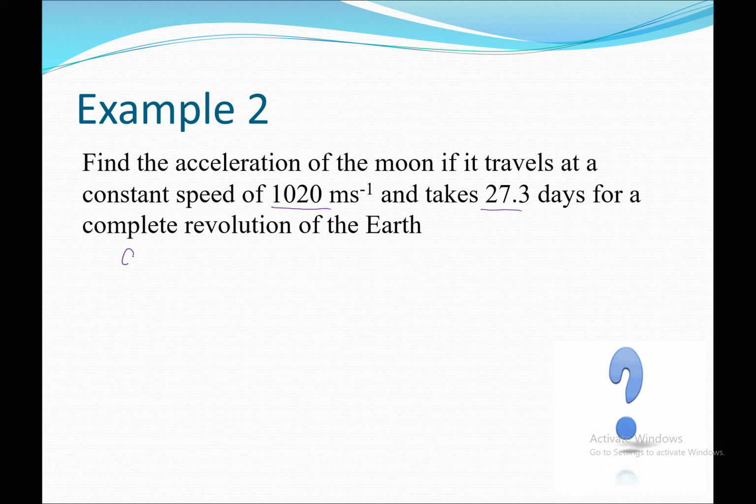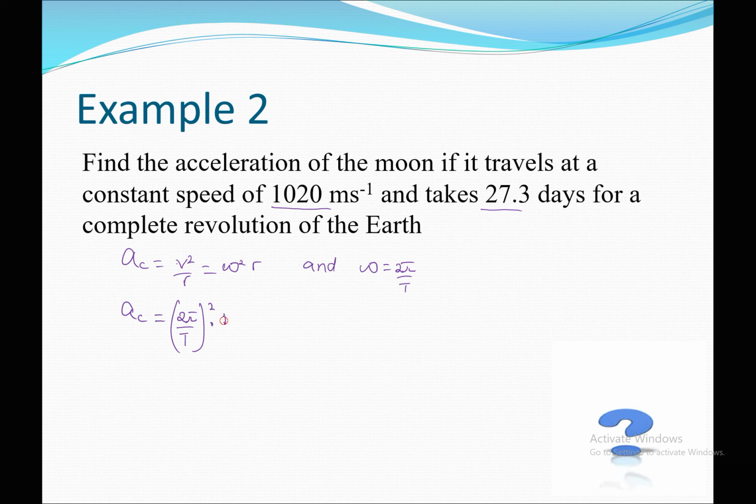So we know that centripetal acceleration is equal to v squared over r, which is the same as omega squared times r. Remember from our first part, we said that omega was equal to 2 pi divided by T. So the centripetal acceleration is going to be equal to 2 pi divided by T, squared, then times r. They gave us the linear speed, and we don't have the radius, so I have to look for the radius here.